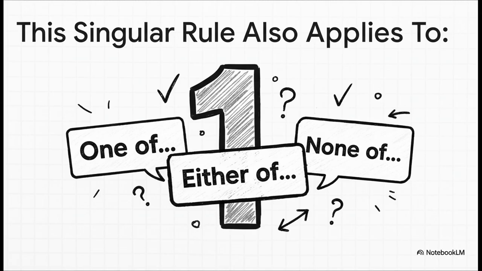And it's not just those words. This rule also covers a few other key phrases. You're going to want to burn these into your memory. One of, either of, and none of. They all play by the exact same singular verb rule. When you see them, your brain's default setting should just be singular verb.